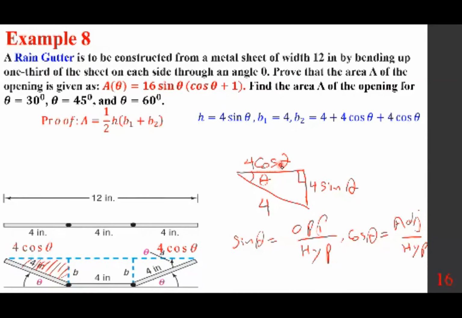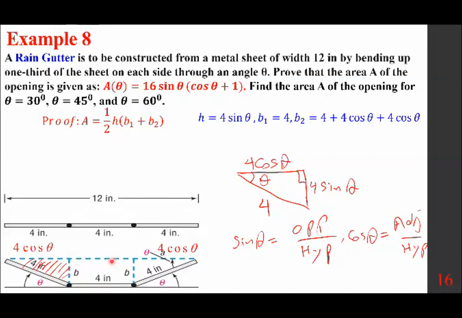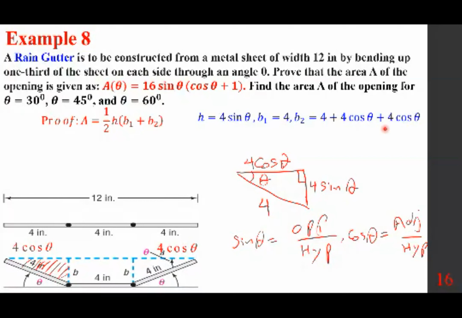Therefore, when we look at this side, the smaller base is 4. This is the larger base, which is this one plus this one plus this one. This one is 4, and this one is 4 cosine theta. This is also 4 cosine theta. That's why b sub 2 is 4, the one in the middle, and on each side we have 4 cosine theta, which makes it 4 plus 8 cosine theta. Again, I need to clean up the mess.